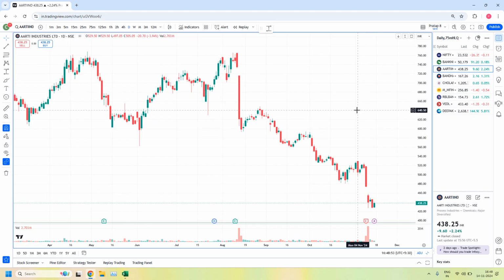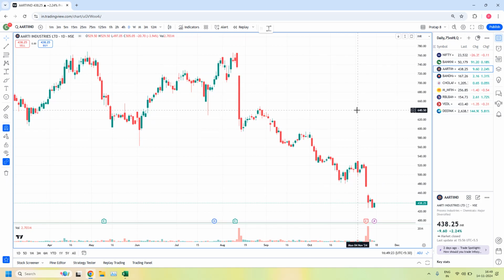The demerger happened in 2022. The date I didn't remember, but I put the detail in the Telegram group yesterday. So before that demerger day, the historic data has to be adjusted. From 1990, 1994 or 96, somewhere Aarti Industries might have been listed. From that day till that demerger day, the whole historic data has to be adjusted.